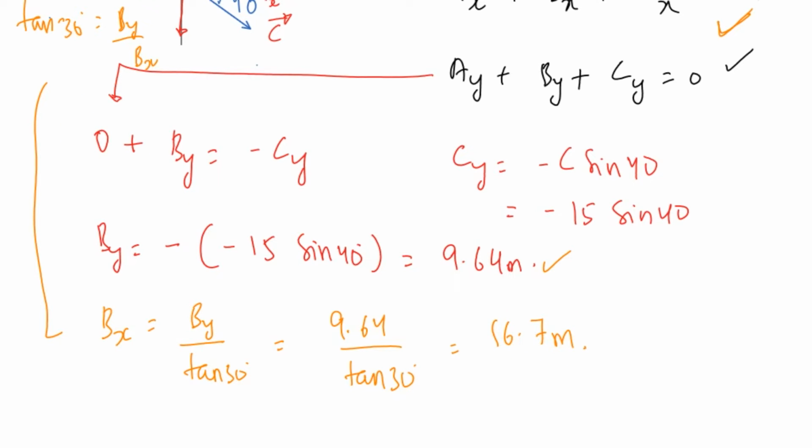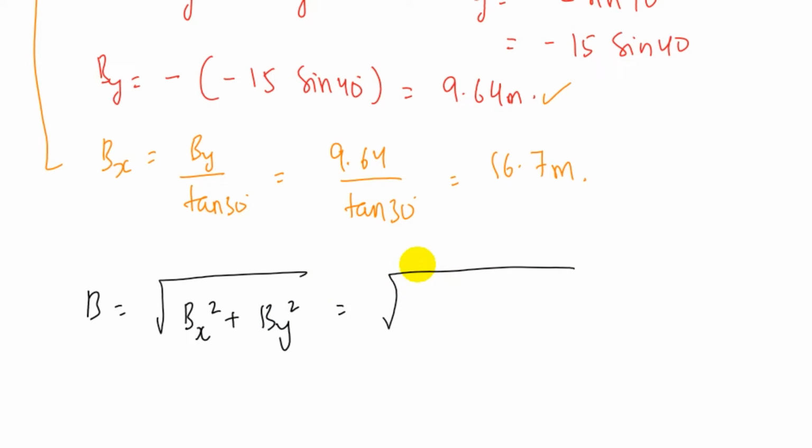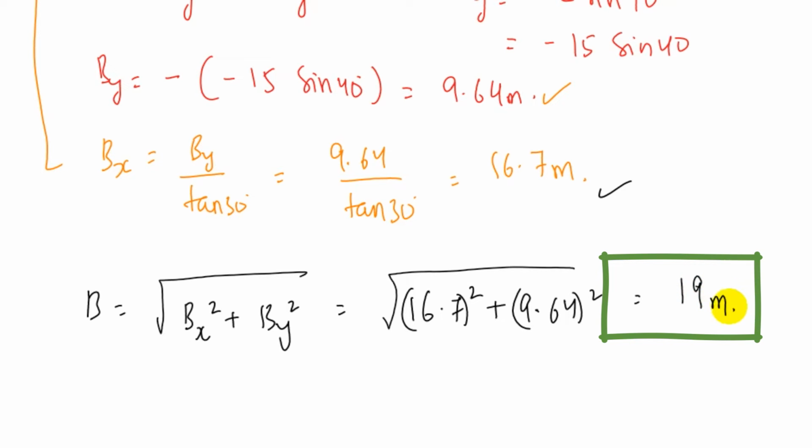Now we have calculated Bx and we have calculated By. Now we can easily calculate the magnitude for B. So B will be equal to under root Bx whole square plus By square, so that would be under root Bx, we have 16.7 and it's squared, plus By, we have 9.64 and it's squared. Now on solving this we'll get this value to be 19 meter. So this will be the magnitude for the B vector.